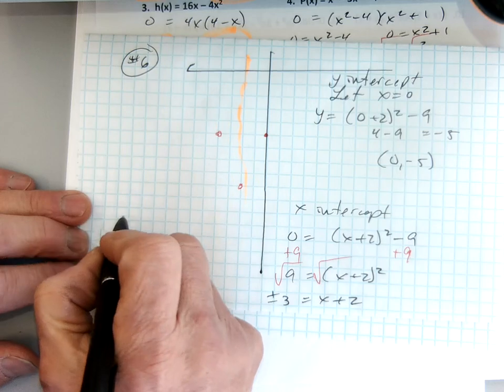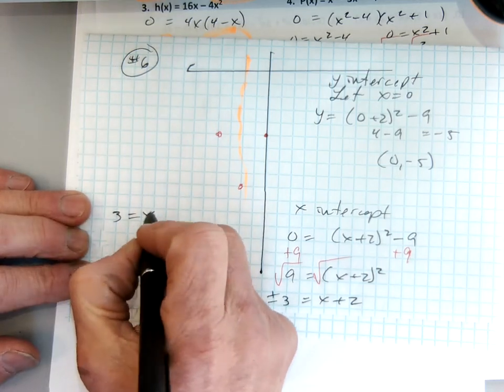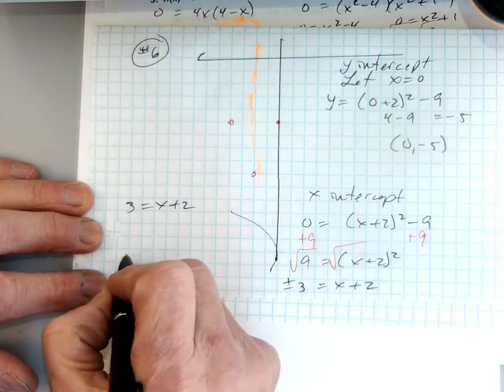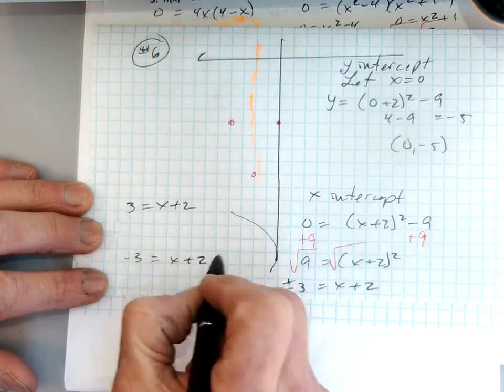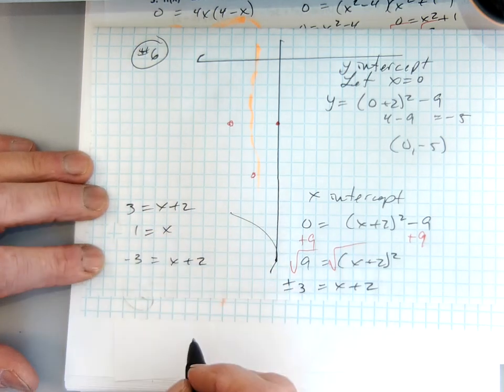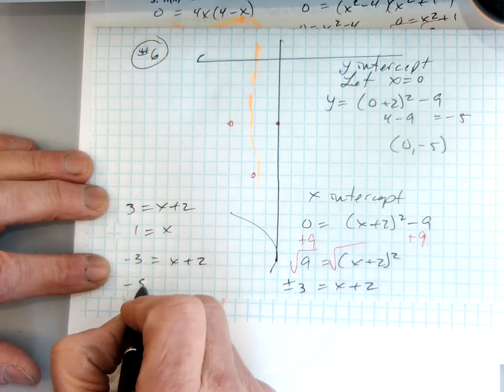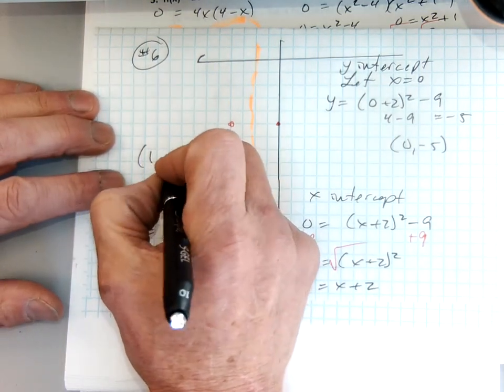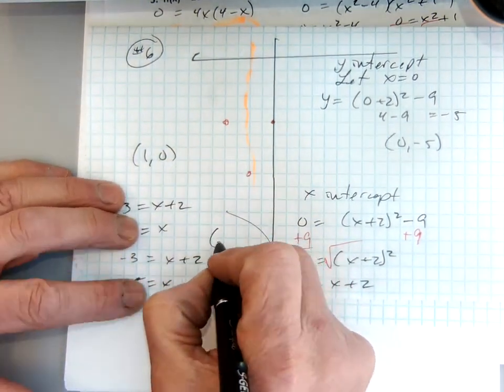So I'll have 3 equals x plus 2. And I'll have a -3 equals an x plus 2. Well, that's easy to solve for. Minus 2 on both sides, x equals 1. Minus 2, x equals -5. Okay, so those are my x-intercepts at 1, 0, and at -5, 0.